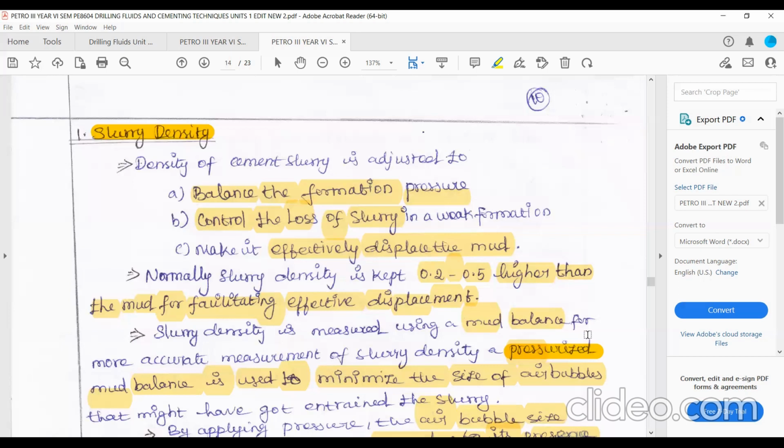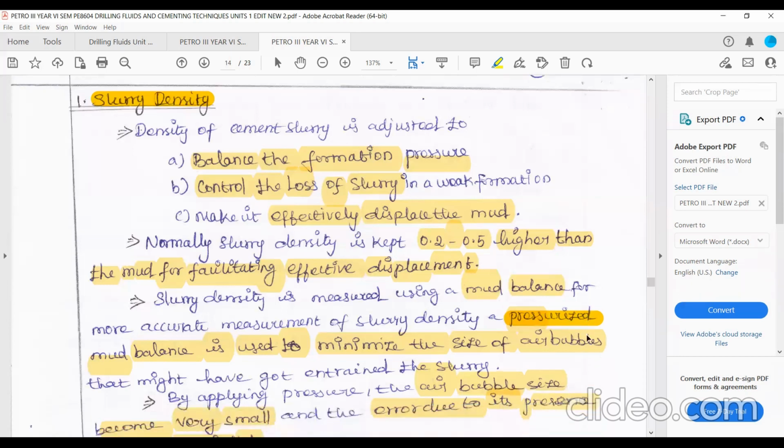We'll be studying the cementing concept in detail next. There's a fluid in between the cementing fluid and the drilling fluid. First, we send in drilling fluid, and then the other fluid follows. The cementing fluid density must be thicker than the drilling fluid density for effective displacement of the mud. So how much could the density be? It should be 0.2 to 0.5 times higher than the mud density to facilitate effective displacement, that is, to sweep the drilling fluid.